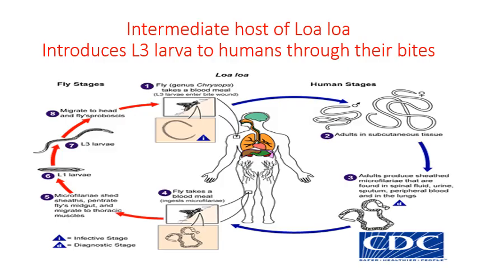The mango fly or the chrysops fly will introduce to the human host the stage 3 larva of the parasite, right? Okay. And I want you to take note at number 4, part of the life cycle, what is taken by the mango fly or chrysops fly during the blood meal is the microfilaria. The microfilaria will progress to form the stage 1, the stage 2, and the stage 3 larvae.